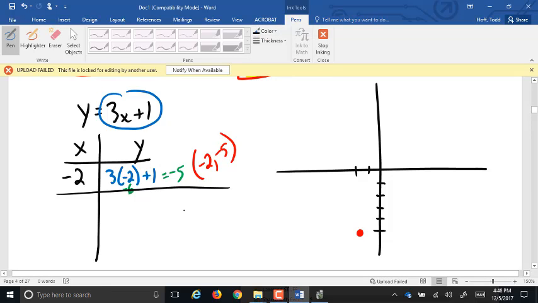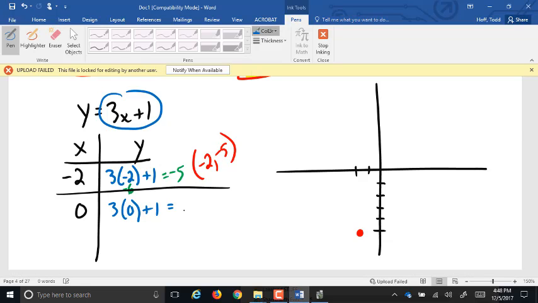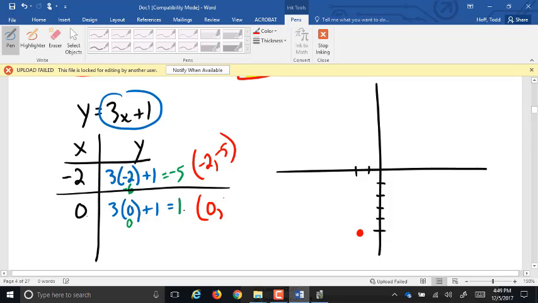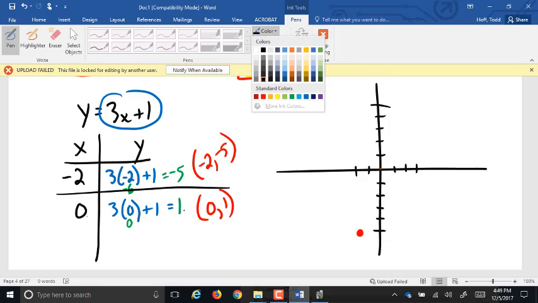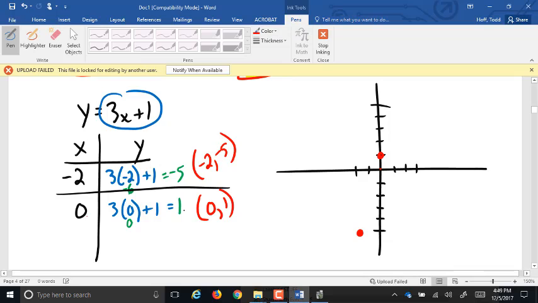We might try a different point. Let's try x equals 0. If x is 0, then y is going to be 3 times 0 plus 1. 3 times 0 is 0. 0 plus 1 is 1. So that gives us the ordered pair x is 0 when y is 1. So 0 side to side, up 1 right there. That's 0, 1.